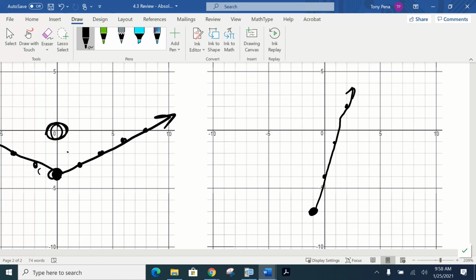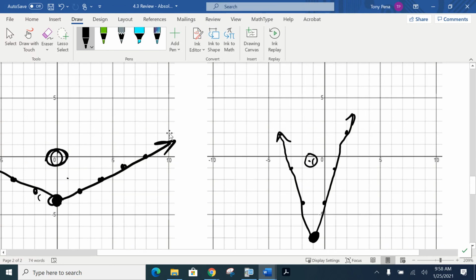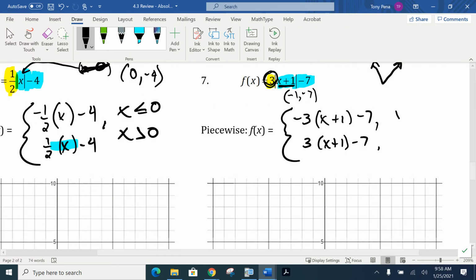And then the other one, we don't want to go down 3, right 1. We want to go up 3, left 1, up 3, left 1, up 3, left 1, and we get a narrower parabola. This x coordinate, if I come up here, is a negative 1. So to the left of negative 1 is our negative slope. To the right of negative 1 is our positive slope. So less than or equal to negative 1 and greater than negative 1.